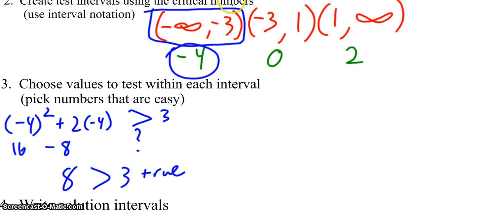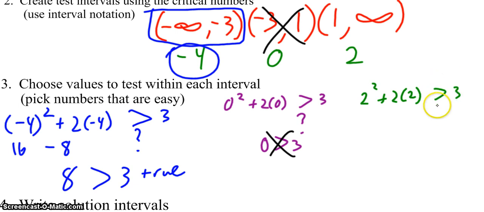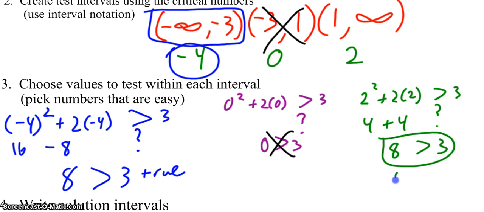Now let's try 0. Hopefully you can do 0 in your head, but I'll write it down. 0 squared plus 2 times 0 greater than 3. Well, this is just 0 is greater than 3. That is not true. So this is not a solution. Now let's try 2. So we'll do 2 squared plus 2 times 2 is greater than 3. This is the question that we're asking. 2 squared, this becomes 4, plus 4, which is 8, is greater than 3. So that's good. That is true.